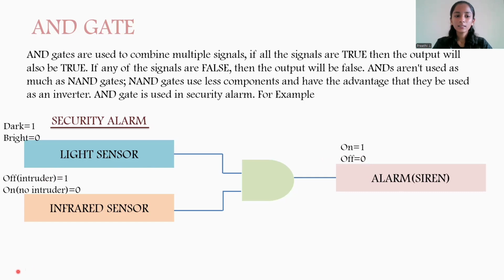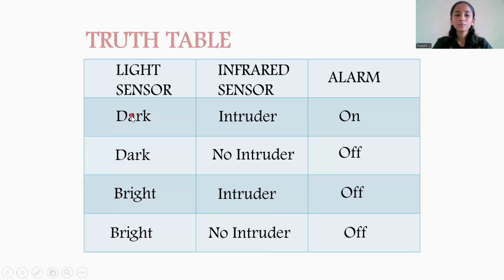Now, let's understand this with the help of a truth table. When the input is dark and intruder, the output is on, that is, the alarm will be on. When the input is dark and no intruder, and bright and no intruder, the alarm will be off.